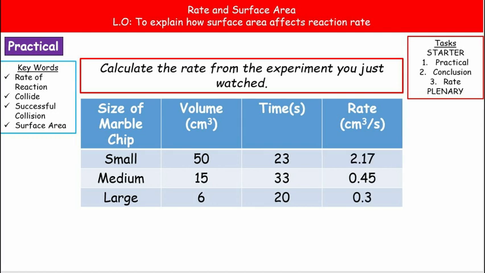Okay, let's check those answers for our rate then. Obviously any of these you've got right, give yourself a tick. So for the small it should be 2.17, for medium 0.45, and for the large 0.3. Add up those scores and give yourself a mark out of 3 for the rates that you've calculated.